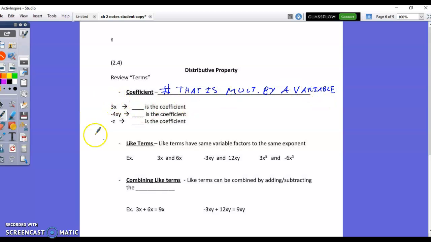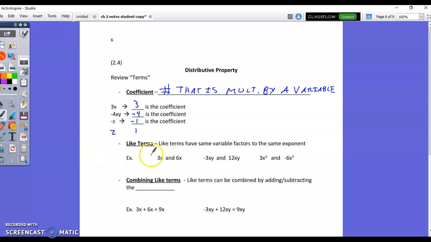In these examples, the coefficient of 3x, the number that is being multiplied by the variable, is 3. Remember, terms can have more than one variable. So for negative 4xy, the coefficient is negative 4. And this is one that always throws people off. If I just see a negative z, then the coefficient is negative 1. If I just see z, my coefficient is 1. Sometimes putting the 1 in there helps you, but just know that there is a coefficient there, even though it's just assumed to be 1.